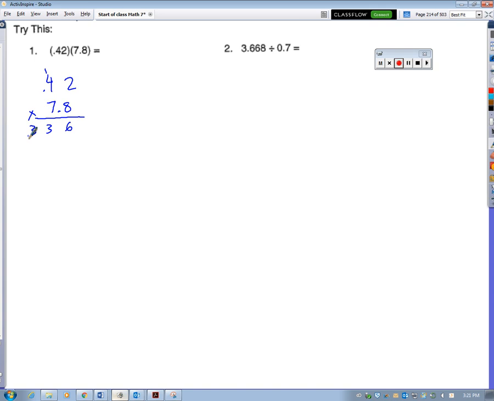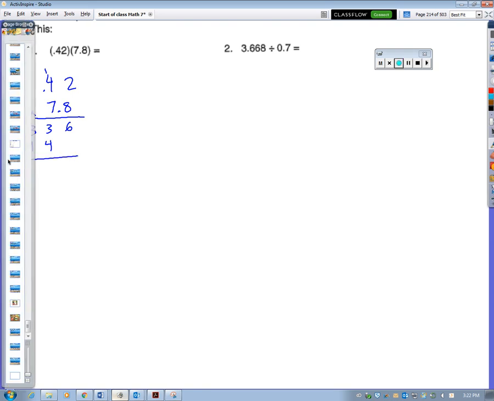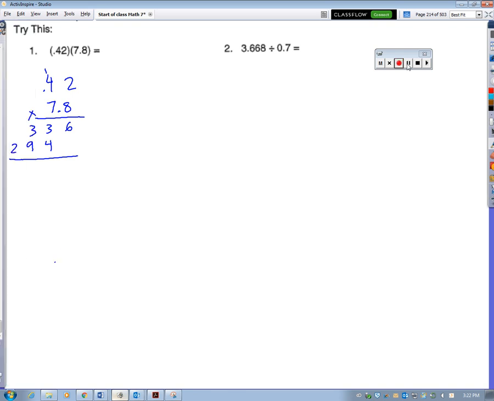All right, 7 times 2 is 14. Already got the 1 carried up there from the last bit, so 7 times 2 is 14. 7 times 4 is 28, plus 1 is 29. Add all that up. I've got 6. 4 plus 3 is 7. 9 plus 3 is 12. Carry the 1. 3.